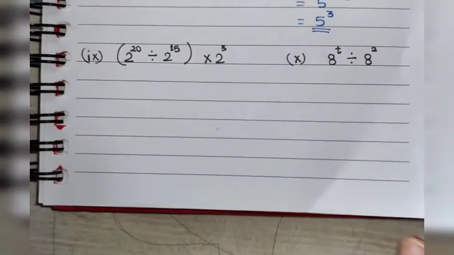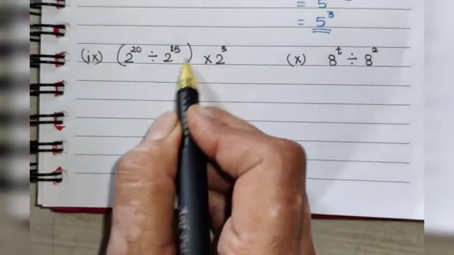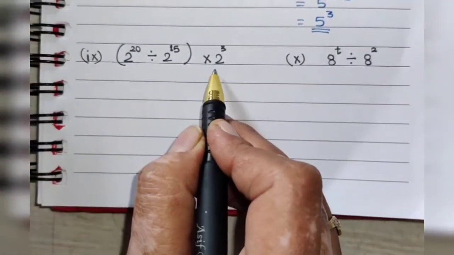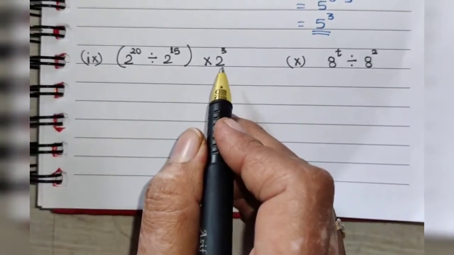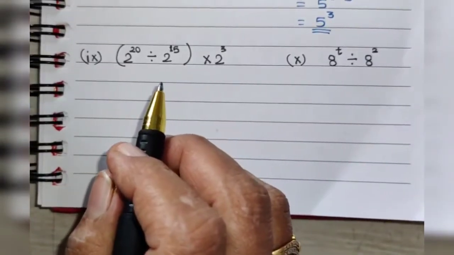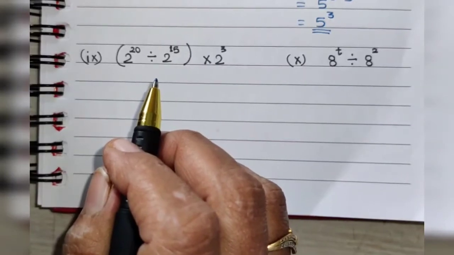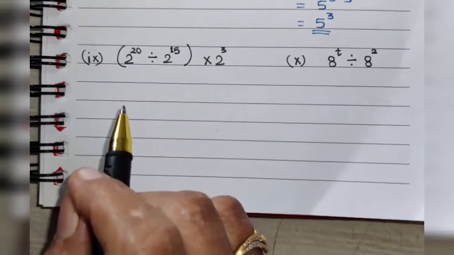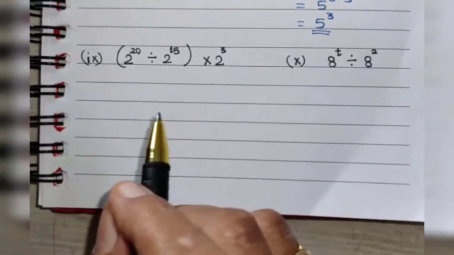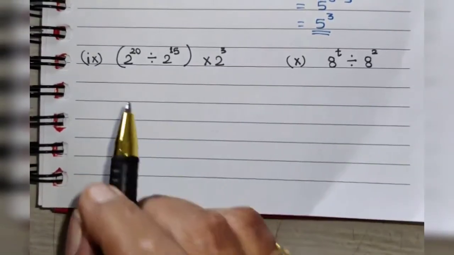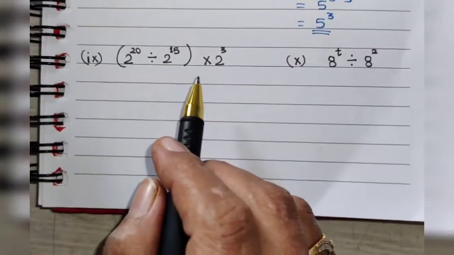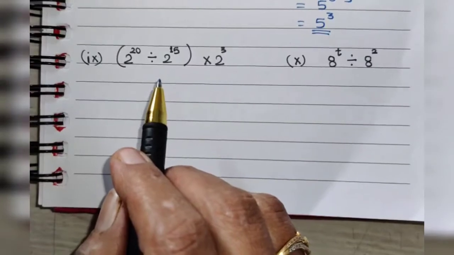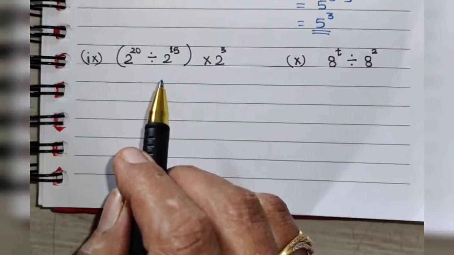Now let us move on to the 9th question, where inside the bracket the division is given and outside the bracket multiplication is given. Now according to BODMAS: B stands for bracket, O stands for opening, and then DMAS. D stands for division, M stands for multiplication, A stands for addition and S stands for subtraction. Accordingly we have to move with this law.